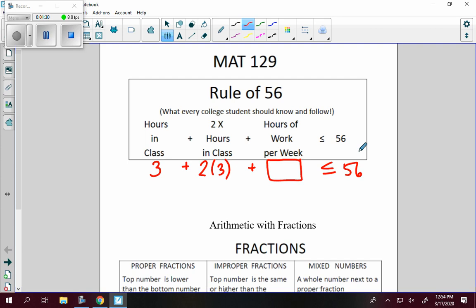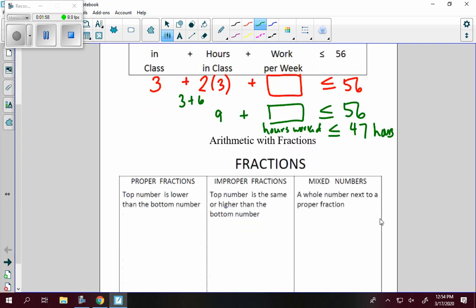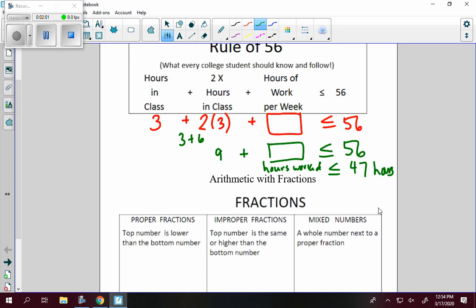So in this, we have 3 plus 6, which is 9, plus the hours you work has to be less than or equal to 56. So the hours you work should be less than or equal to 56 minus 9, which is 47 hours per week. So if you have one job for 40 hours a week, plus you're taking this class, you should be okay. Taking it in a 15-week class cycle.